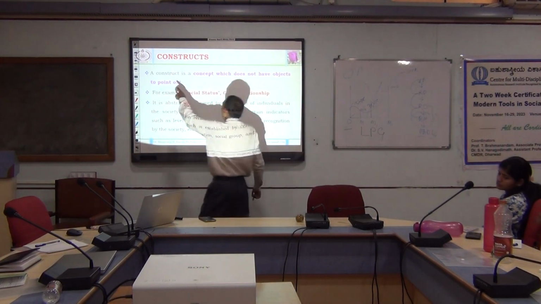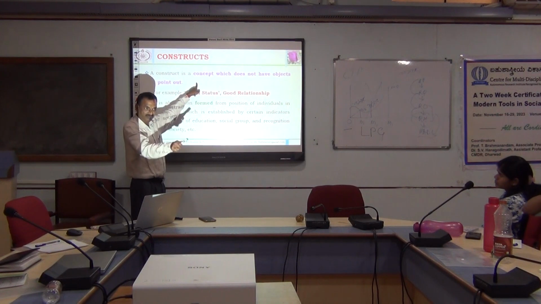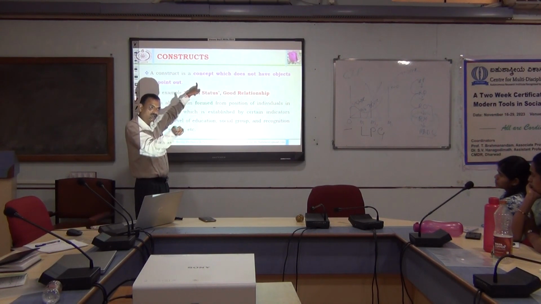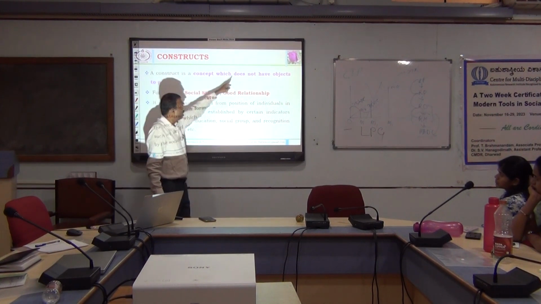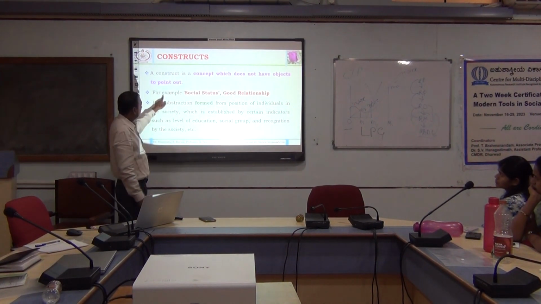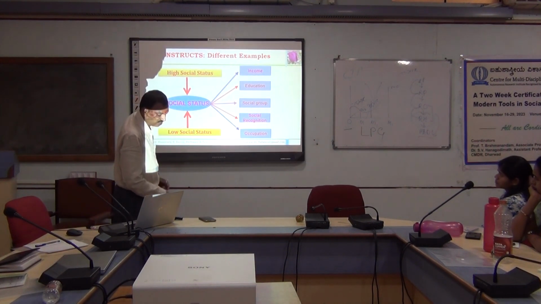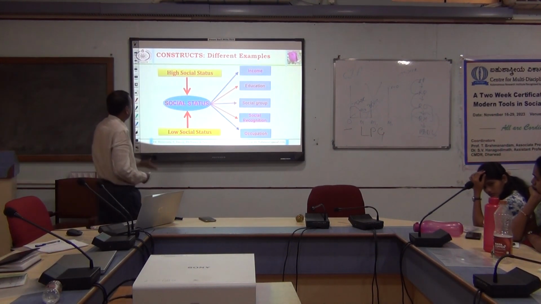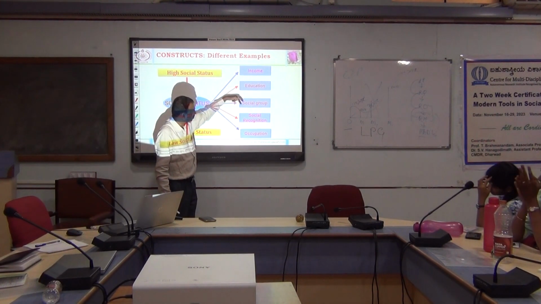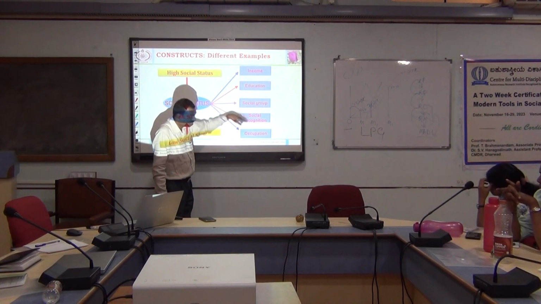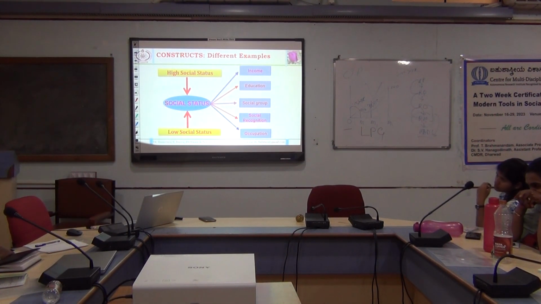So therefore, the construct is a concept. Concept is a person. He is a good doctor, a bad doctor, good engineer, bad engineer, good teacher, bad teacher, etc. which do not have an object to point out. For example, social status. One example we can quickly see. Social status is an issue where high social status and low social status depend upon income, education, social group, social recognition, and occupation.